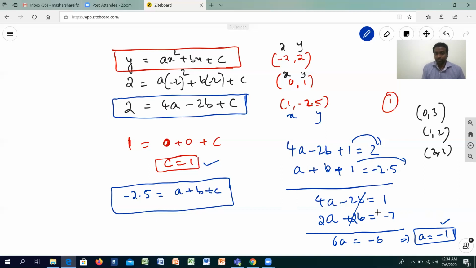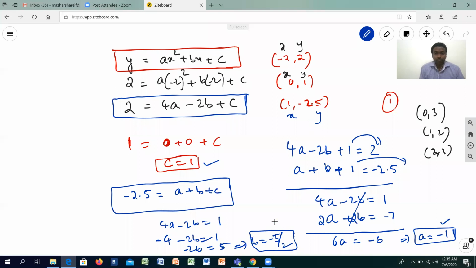So let me substitute in the first one, the top equation that we have, 4a minus 2b is equal to 1. A is negative 1, so negative 4. So b is going to give me 5, which means b is equal to negative 5 over 2. Upon getting this value, b is equal to negative 5 by 2, which seems like a fraction, you can convert that to decimal and get negative 2.5.